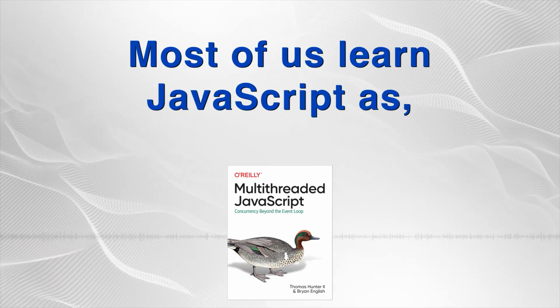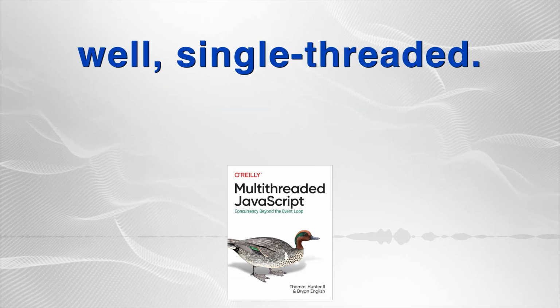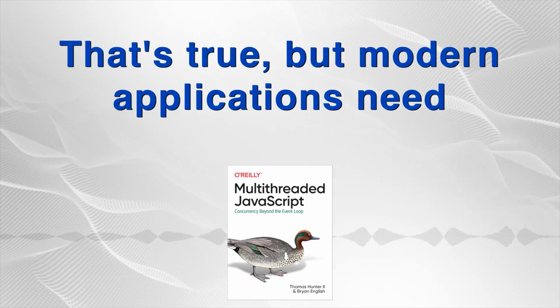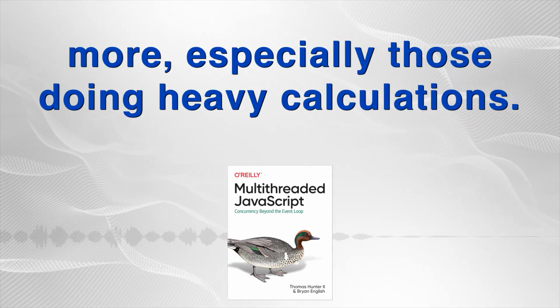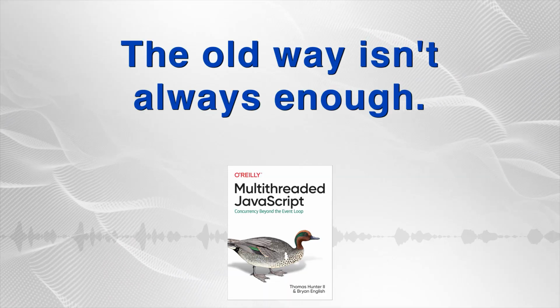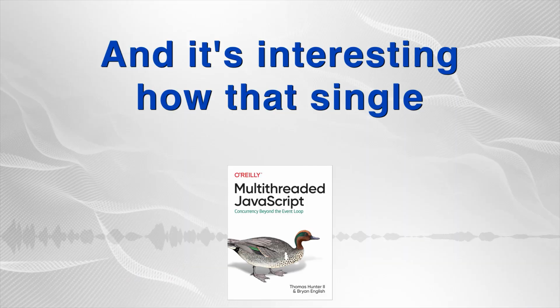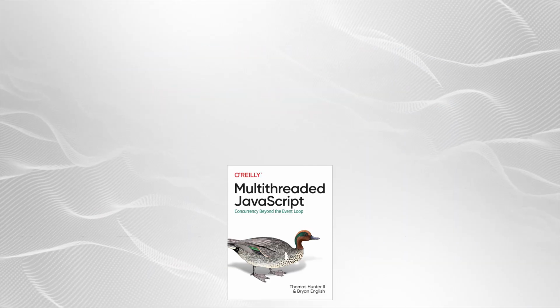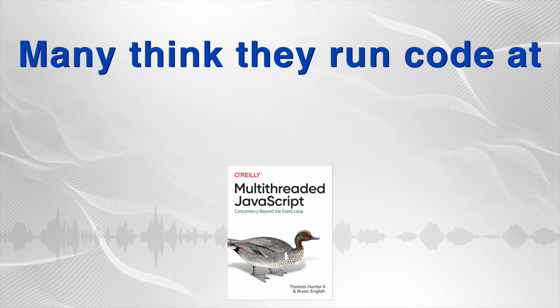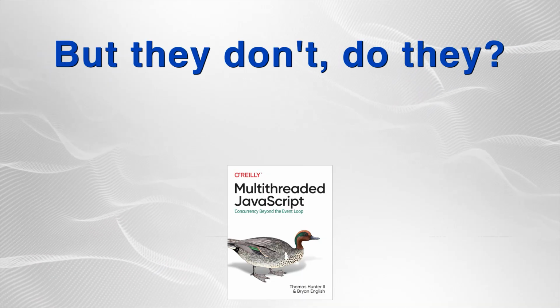Most of us learn JavaScript as, well, single-threaded. That's true, but modern applications need more, especially those doing heavy calculations. The old way isn't always enough. And it's interesting how that single-threaded idea leads to confusion. Take promises, for instance. Many think they run code at the same time in parallel. But they don't, do they?